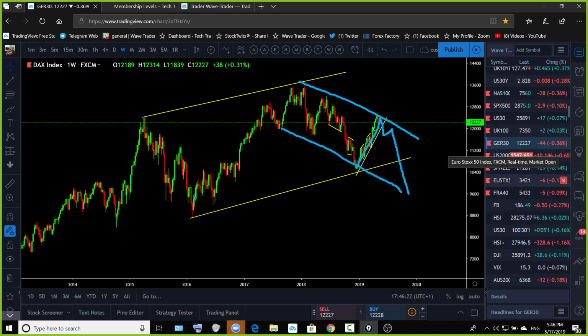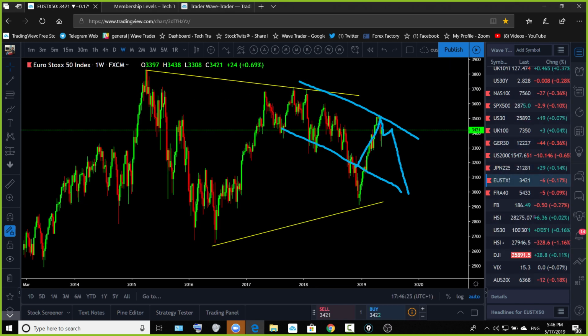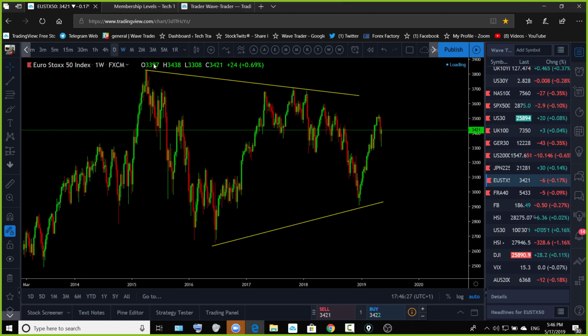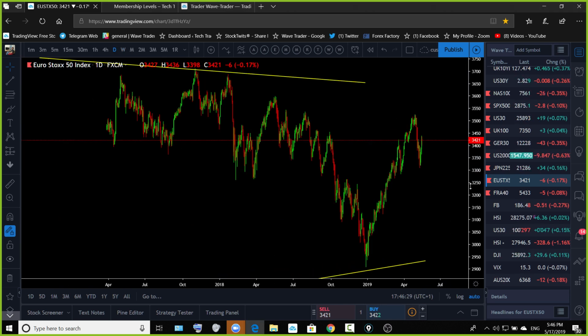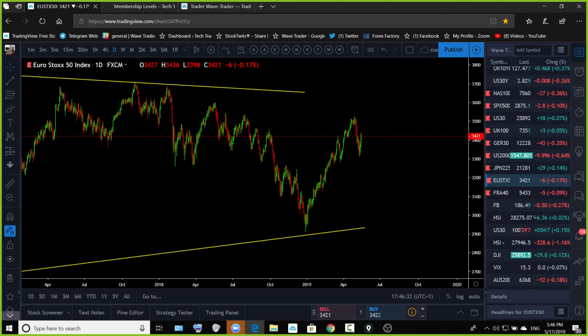And on the European indexes, EU indexes, Euro index, similar analysis. An ABC move or flat formation and then go lower. Just check this one. Similar, and then go lower. Similar formation and then go lower. Make sure you sell them with care.